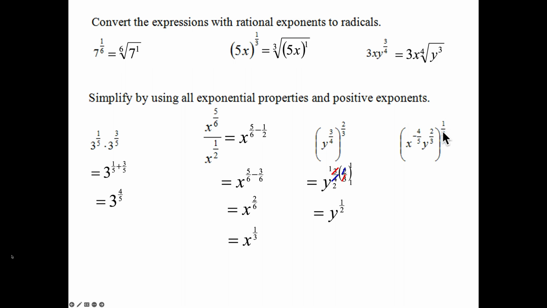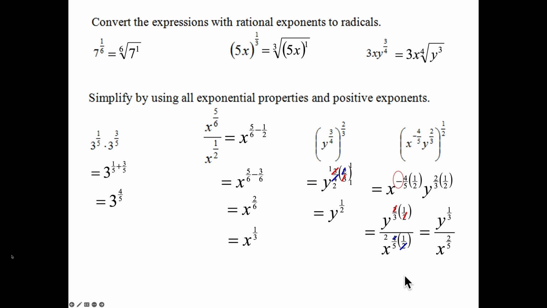Here we have the power of 1/2. We can multiply it to the insides. Since this is going to have a negative exponent, if you wish, we can put it into the denominator first. And now simplify. The 2's cancel, leaves me y to the 1/3 on the top. 2 goes into 4 twice, leaves me x to the 2/5 on the bottom.